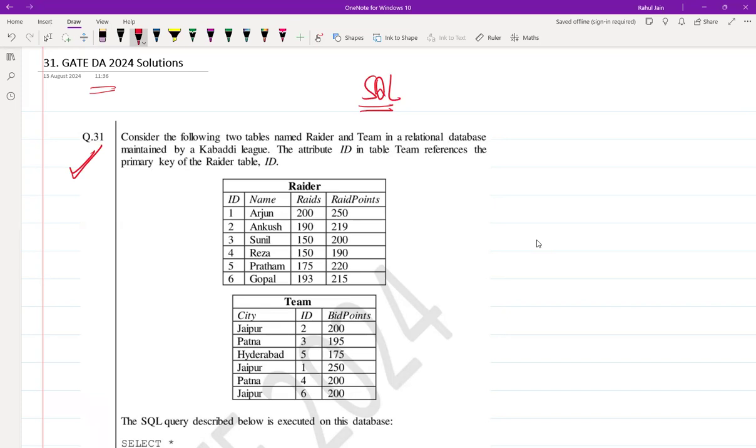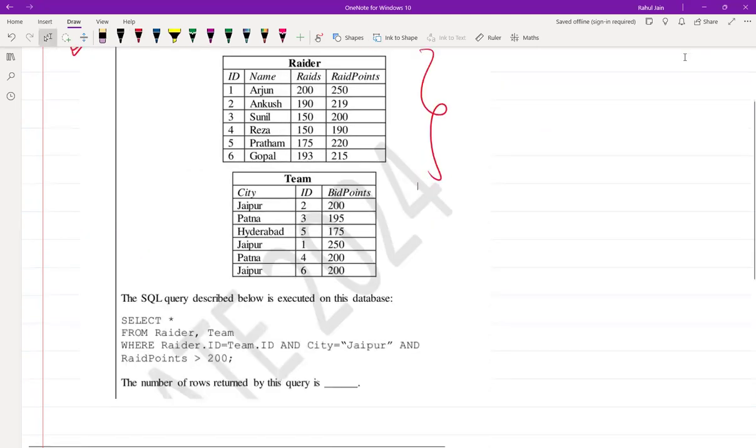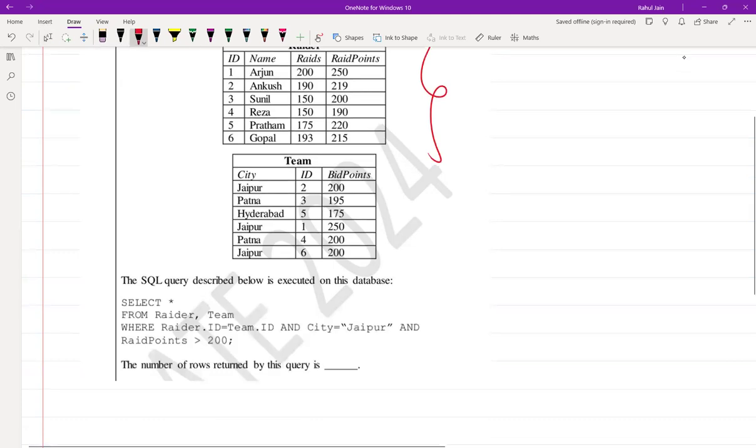Consider the following two tables named rider and team in a relational database. Then this database is given. And the query is that the SQL query described below is executed on the database. The query is: select all from rider comma team, where rider.id equal to team.id and city equal to Jaipur, and red points is greater than 200.